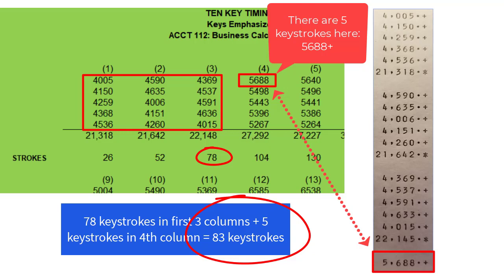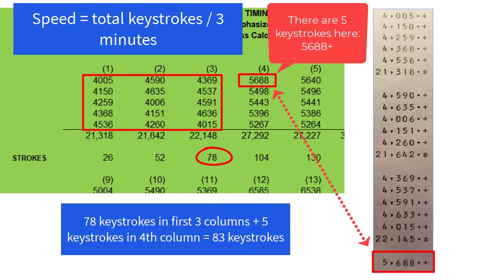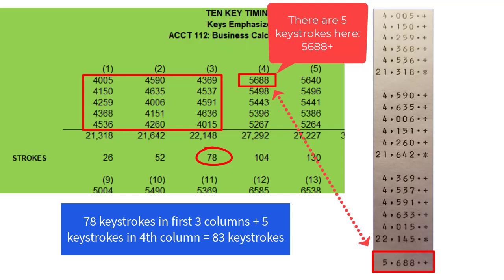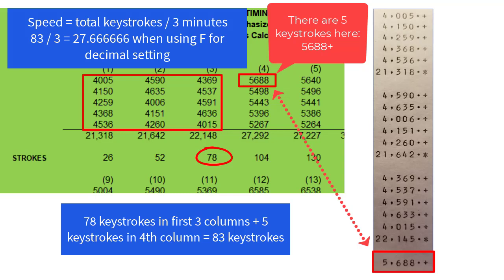of the quarter. Since the speed formula is total keystrokes divided by 3 minutes, let's use our calculator to calculate my speed. For the first example, let's keep our decimal selector, that's the F63210 key, on F for floating. Remember, the default setting is F for floating to maximize the number of decimals. So here are the exact keystrokes to calculate the speed. 83 divided by 3 equals.